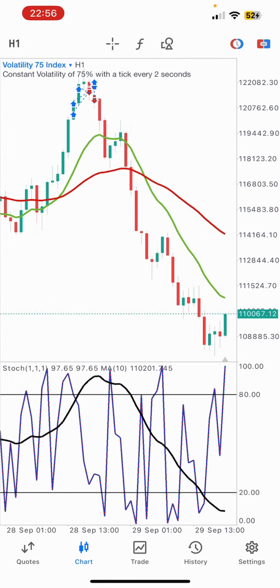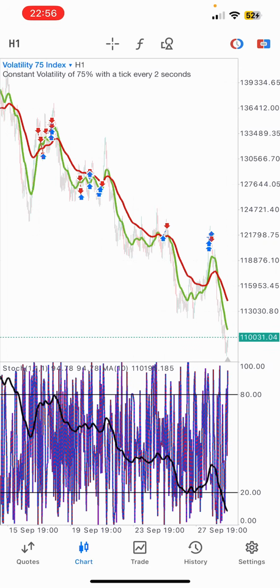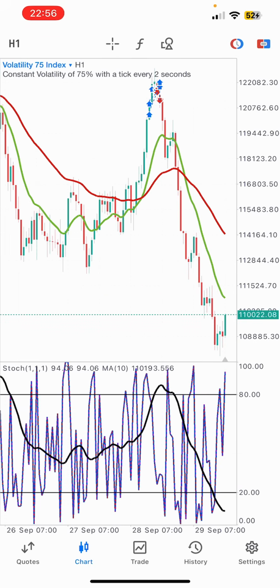This is not the only confirmation. That's one confirmation: you look for the crossover. The next thing you need to focus on is your demand and supply level, or support and resistance. So you need to focus on your demand and supply level.